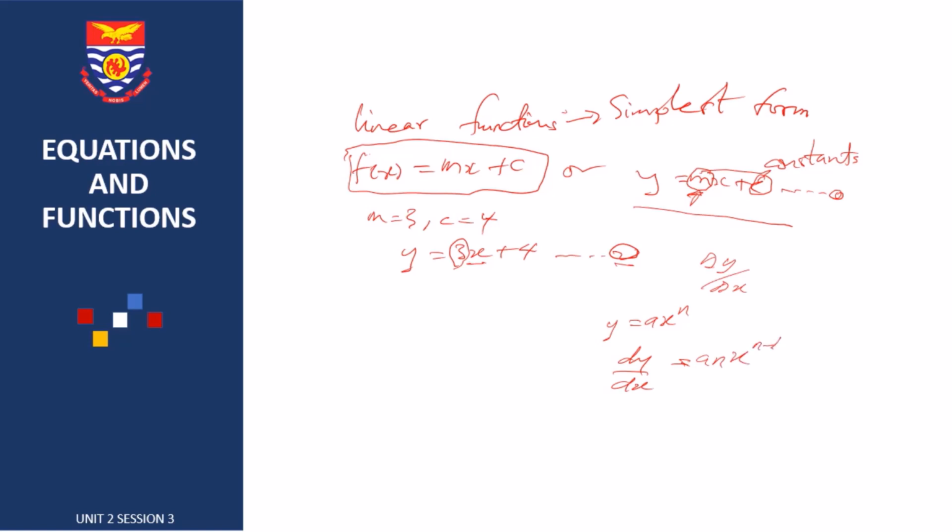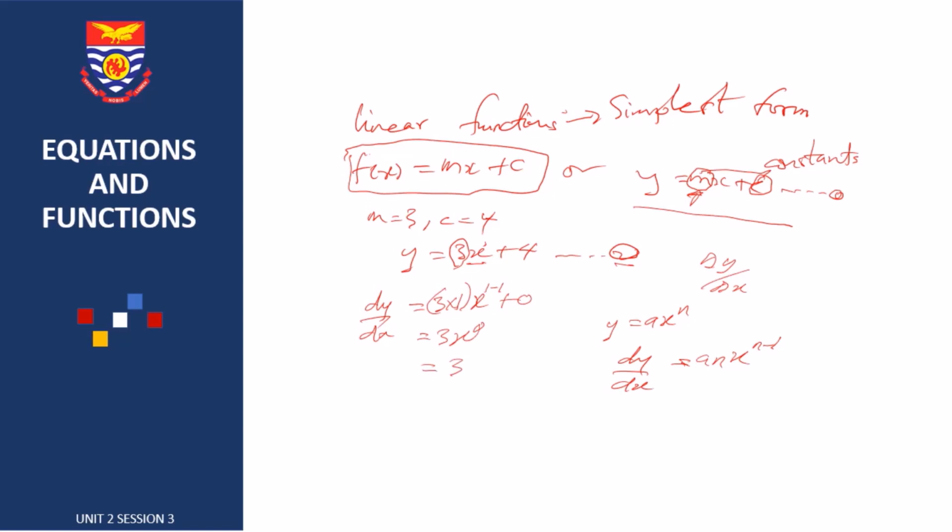Now let's take for instance this one. dy/dx will be equal to, what is the coefficient of x here? The coefficient of x is 3. So we multiply the 3 by the exponent, which was 1. Then we subtract 1 from the exponent, which gives 0. The differential of a constant is 0, so we add 0. Now this gives me 3 times x exponent 0. Any number exponent 0 is 1, so I get 3.